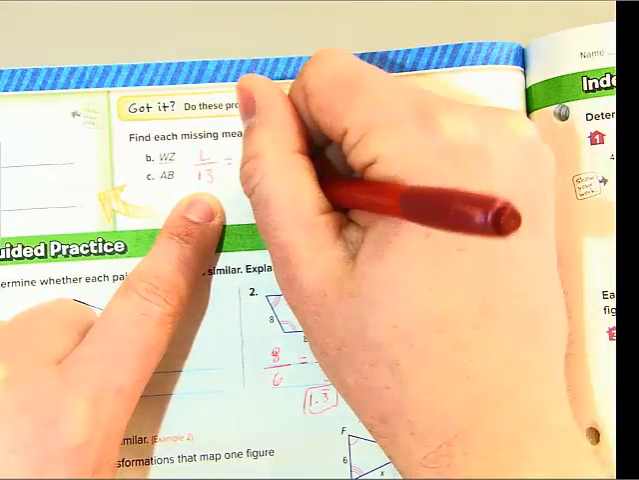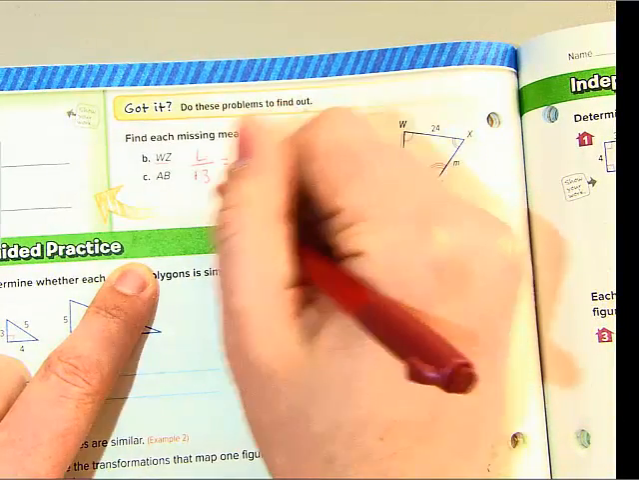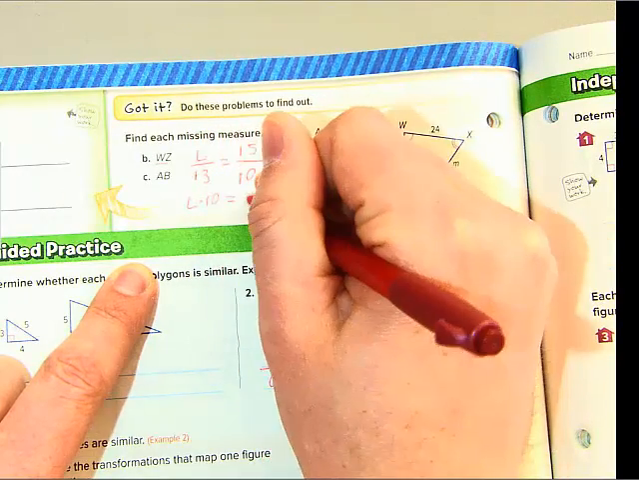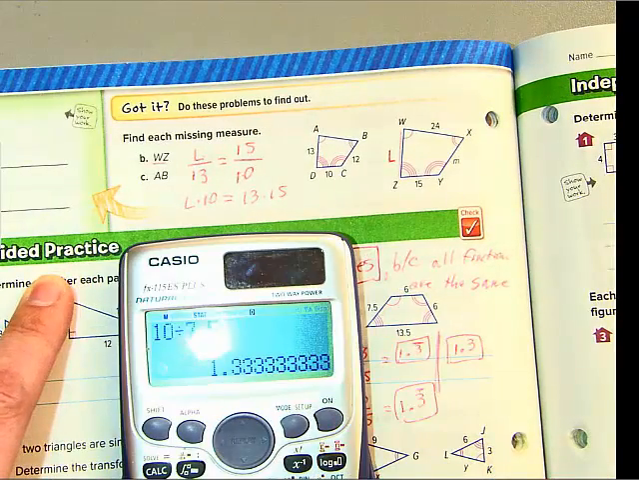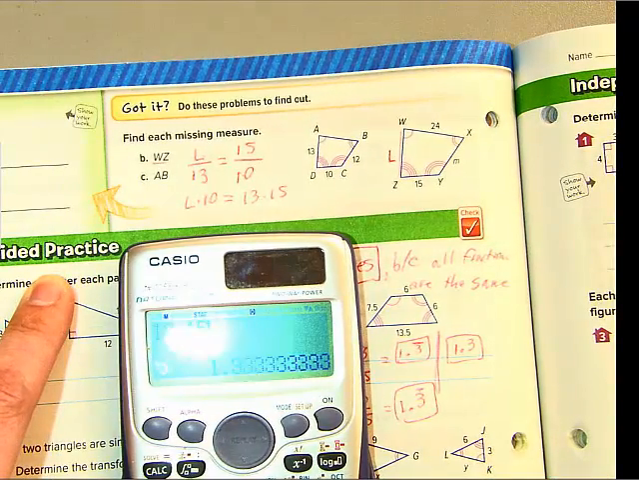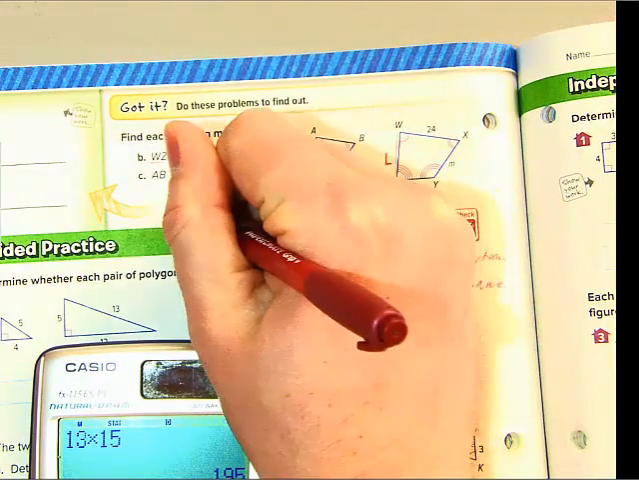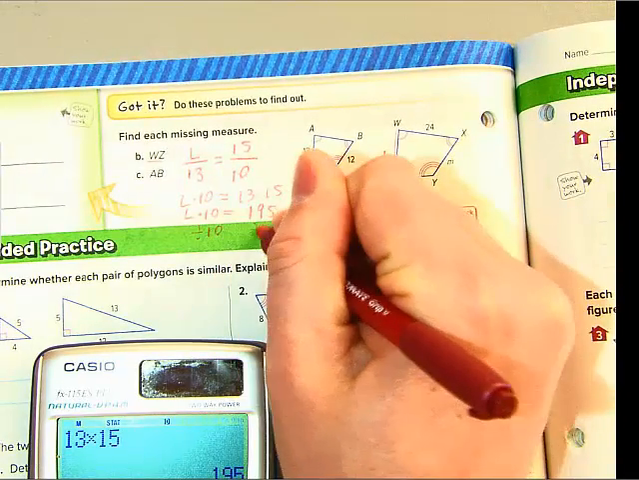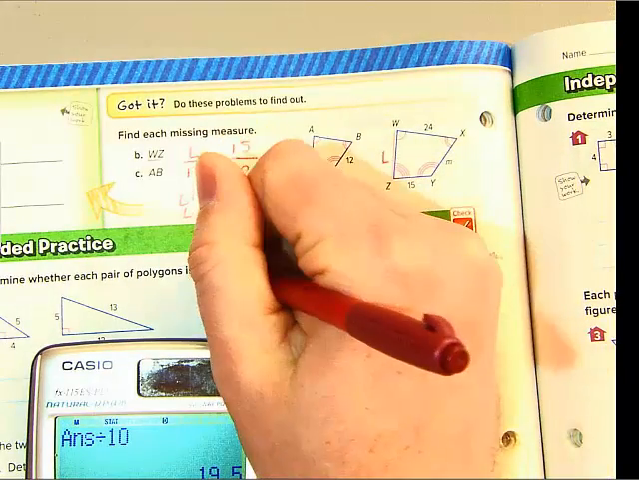So if I then set up my equation, I know that L times 10 will equal the other two multiplied, 13 times 15. So I take my calculator, I do 13 times 15, I get 195, equals L times 10. How do I get rid of multiply by 10? I divide by 10. So I divide that by 10, I get 19.5. So I know L equals 19.5.